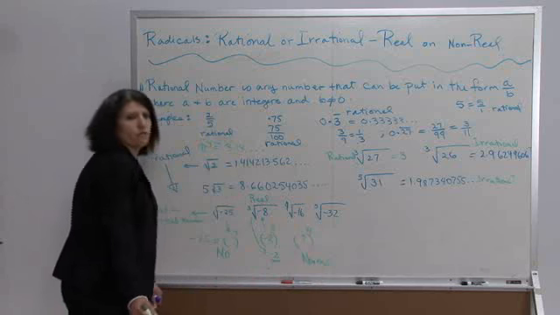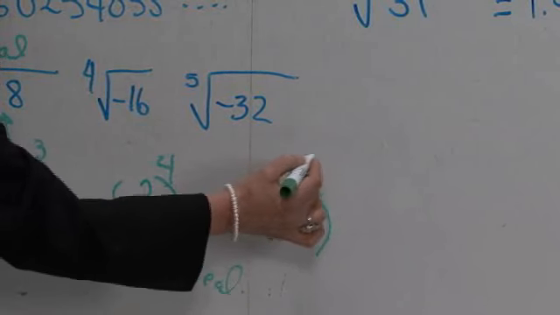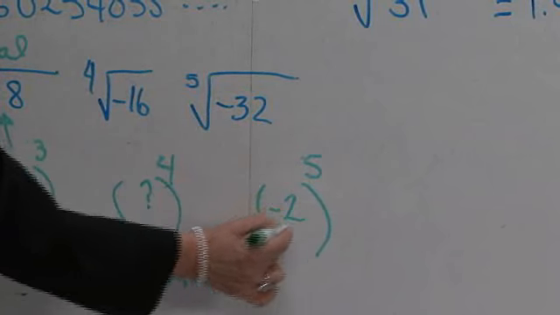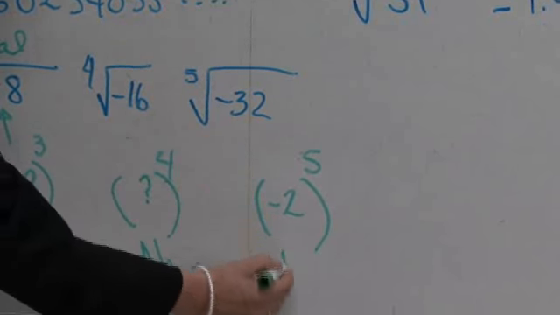And then the fifth root of negative 32, again, ask yourself, can we find a number, raise it to the power 5 to get negative 32? And the answer is yes, because if you take negative 2, multiply it by itself 5 times, it's going to give you negative 32. So this is real.